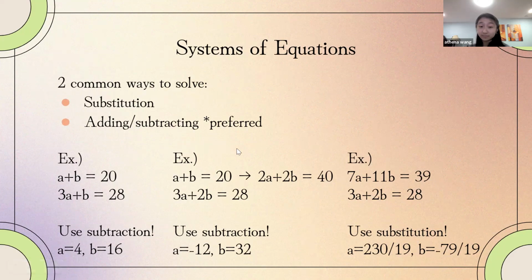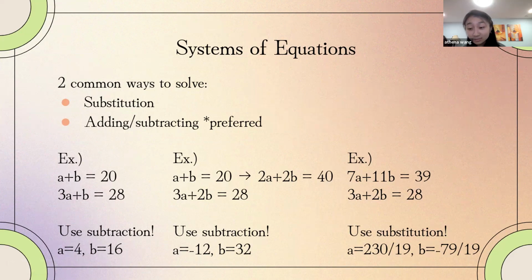For this one, it can also work. Like if a plus b equals 20 and 3a plus 2b is 28, I first convert the first one to 2a plus 2b equals 40. I multiply everything by 2 so that I can cancel out the 2b's. And then I just subtract. And I get that a equals negative 12 and b equals 32.